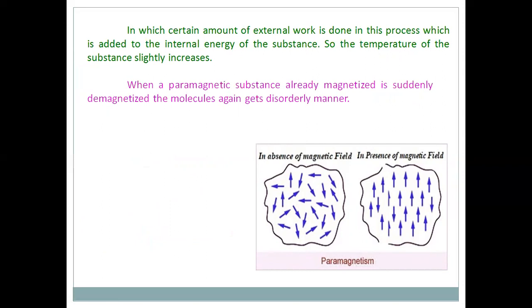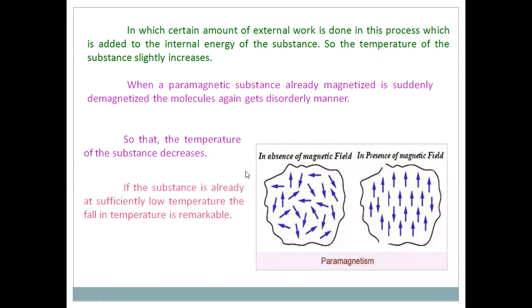So when this paramagnetic material, already magnetized, has the magnetic field removed, that is demagnetization, these molecules come back into their original direction, that is, into the disorderly manner. When these molecules try to come into this original direction, it requires some energy. That energy is taken from its internal energy. So when some internal energy is utilized in going into the original direction, the temperature decreases. That is the method behind this adiabatic demagnetization, so that the temperature of the substance decreases.